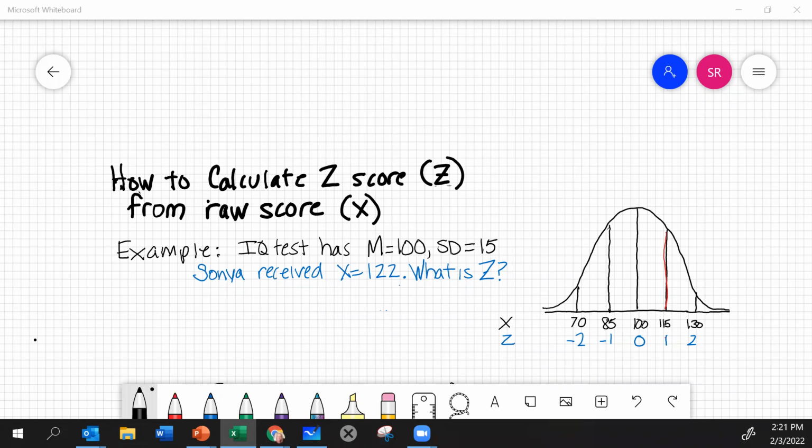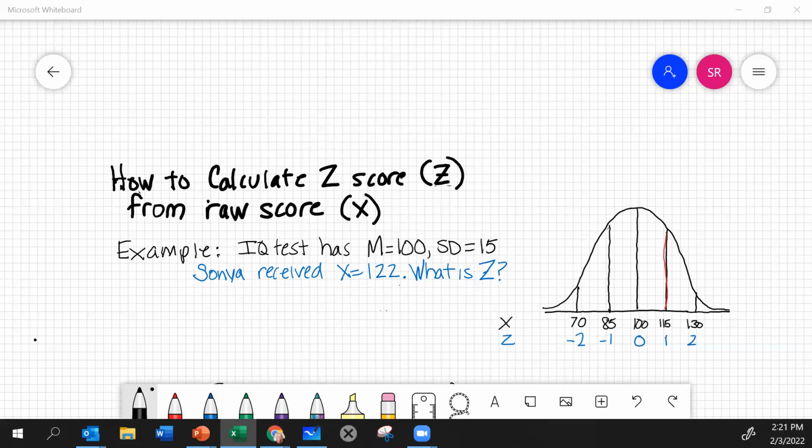So I put 100 in the middle for the raw scores, and I added 15 to get 115, and added 15 again to get 130. Then I started at the 100, which is the mean, and I subtracted 15 to get 85 and subtracted again to get 70. And these correspond with the z-scores 0, 1, 2, -1, and -2. And this represents the data for this IQ test that has a mean of 100 and a standard deviation of 15.